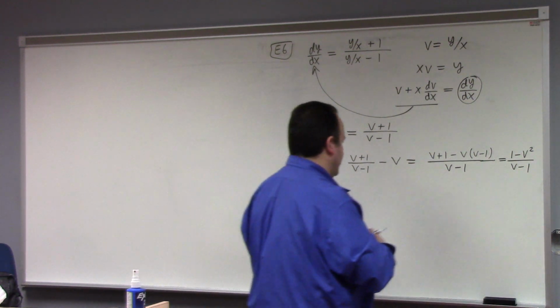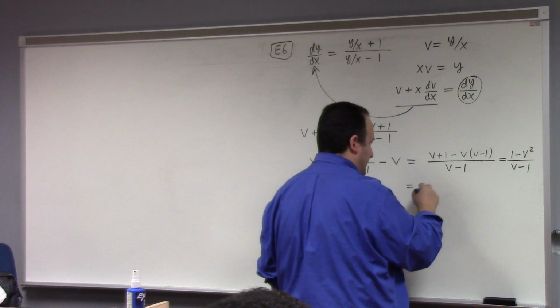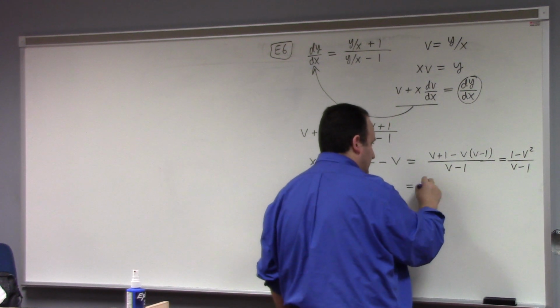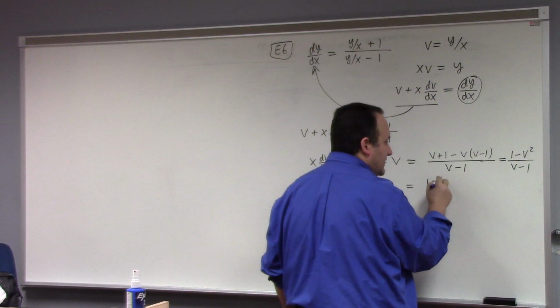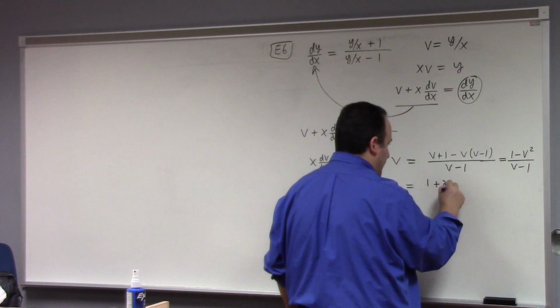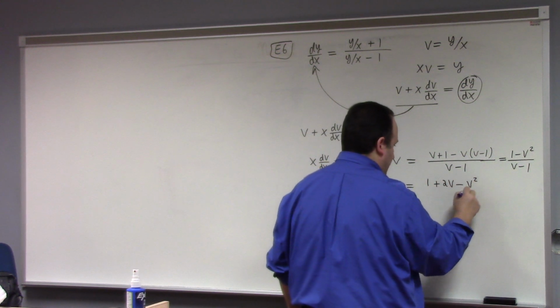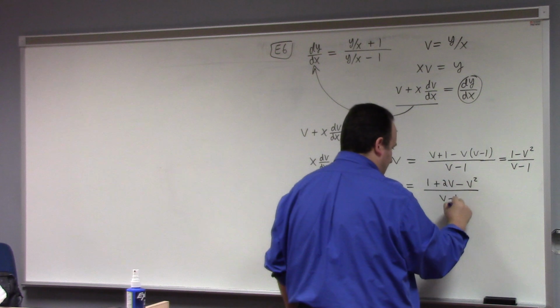No, it's a 2v. All right, let me do it over here since I ran out of space, and I haven't fixed this room yet. So that's a plus. I heard a plus 2v minus a v squared, divided by v minus 1.